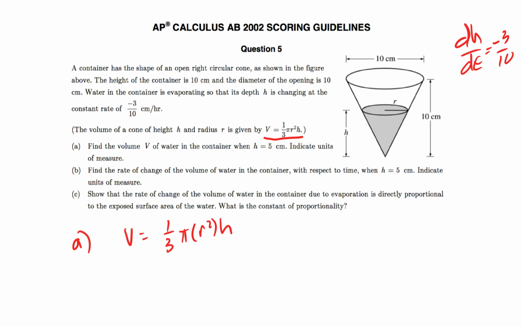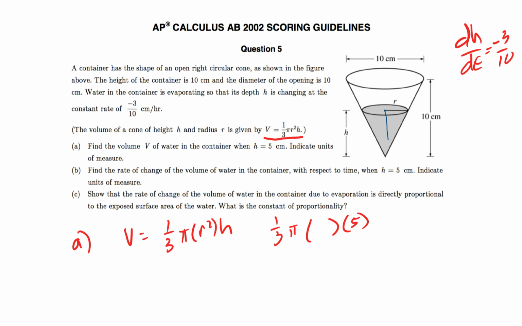So nothing really tricky here. We know the height is 5, so that's 5. So you get 1/3 pi. We'll talk about the radius in a second. How am I going to find the radius squared? Well, we have to do a little similar triangles.